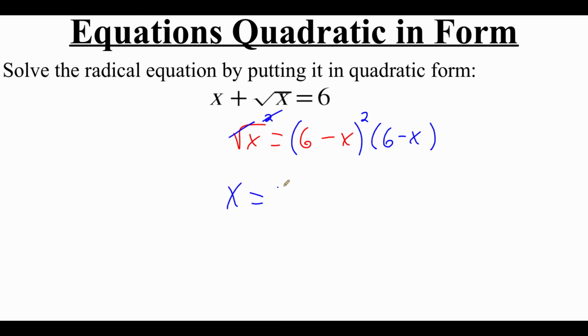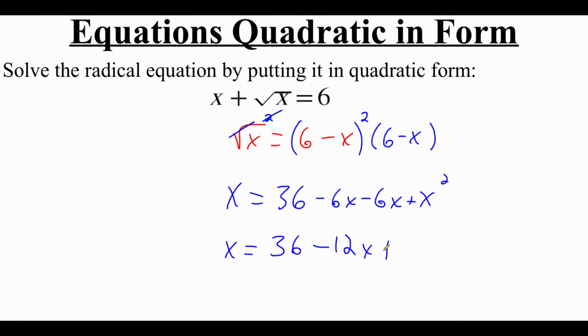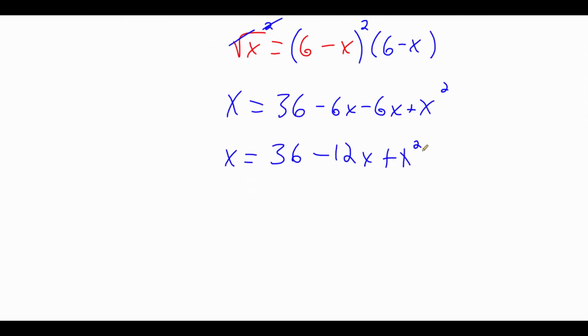6 times 6 is 36. 6 times negative x is negative 6x. Negative x times 6 is negative 6x. And negative x times negative x is positive x squared. Now we can combine like terms on the right-hand side, so we get x equals 36 minus 12x plus x squared. Now because we've got this x squared in here, we want to get our equation equal to 0.